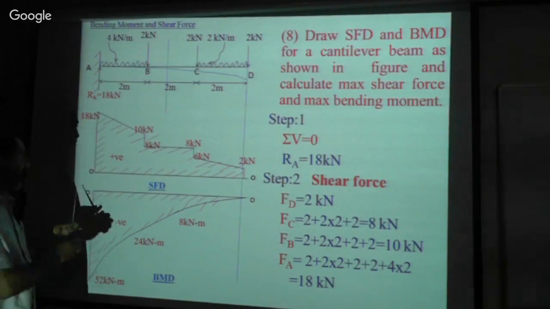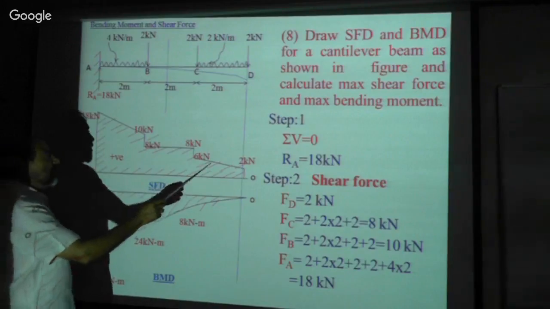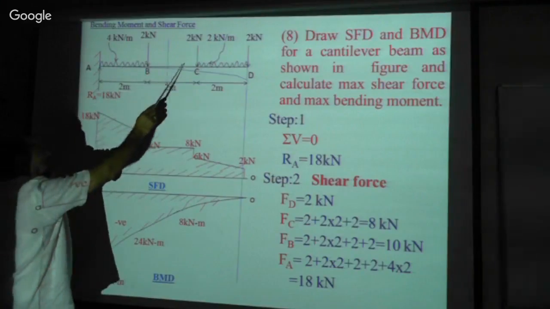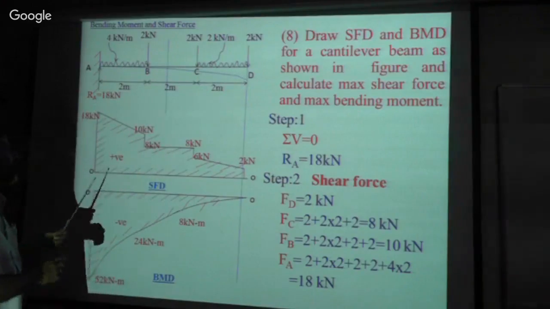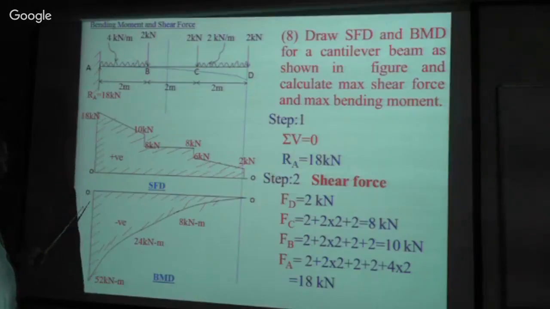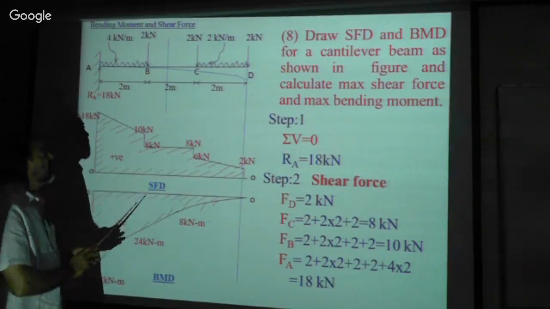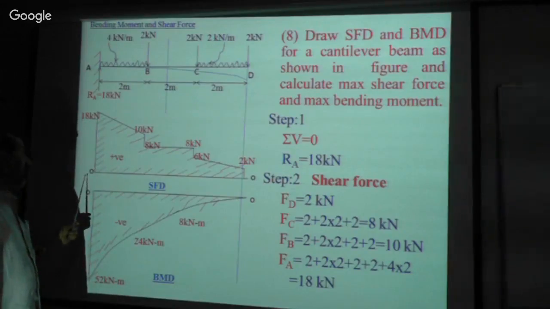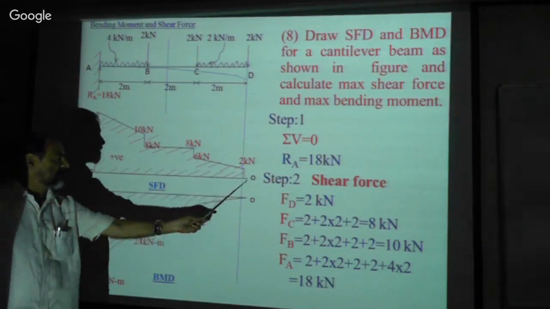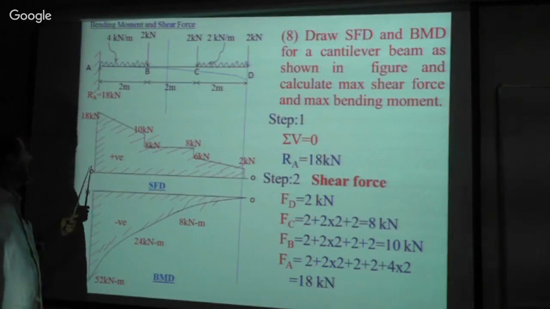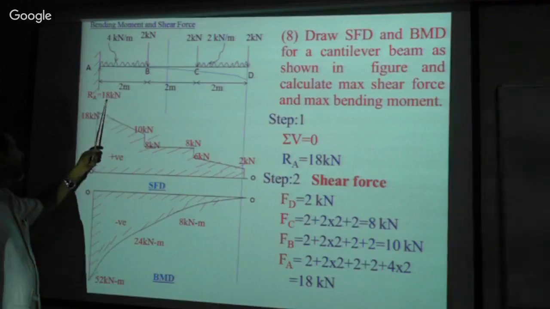So to take a reference, first draw the construction lines below the critical points. These are the critical points where the loads are acting. Therefore, we just drop the construction lines below these critical points. Then you take a reference. This is the zero reference. Now, with respect to the zero reference, there is a reaction acting 18 kN upward. Therefore, let us go up by 18 kN.